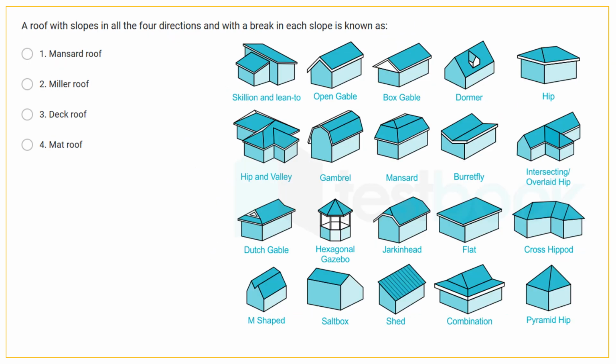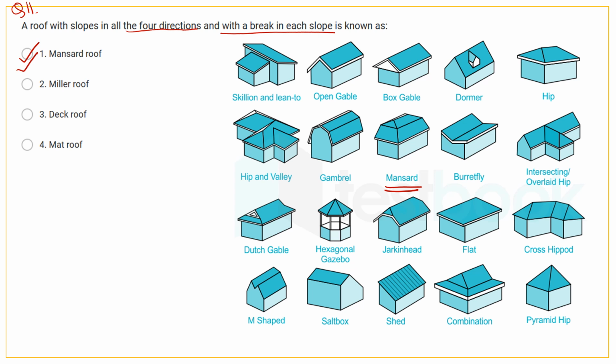The next is question number 11. A roof with slope in all four directions, with break in each slope, is known as... Okay, if slope is present on each of the four directions and with a break, then that slope is nothing but a mansard. So here option number first is correct.